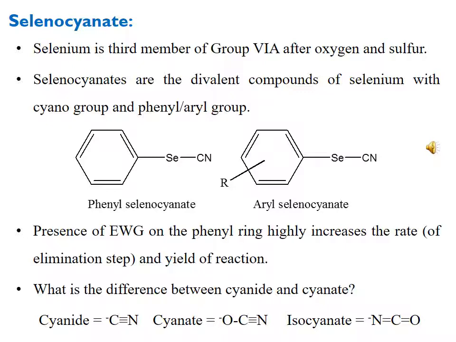Here is a question: what is the difference between cyanide and cyanate? This is a very simple question, but there is a reason it has been put here. Cyanide means C triple bond N with a negative charge. Cyanate is a cyano group attached with oxygen, so it is named cyanate.